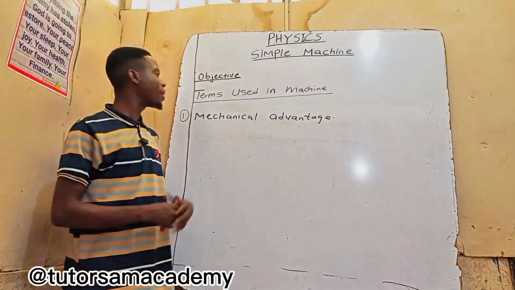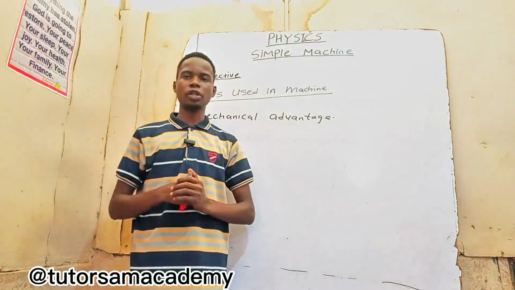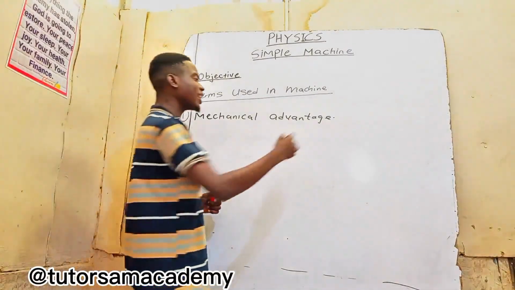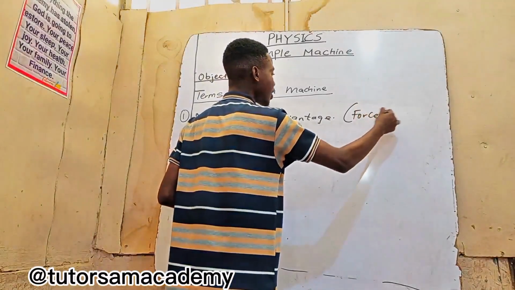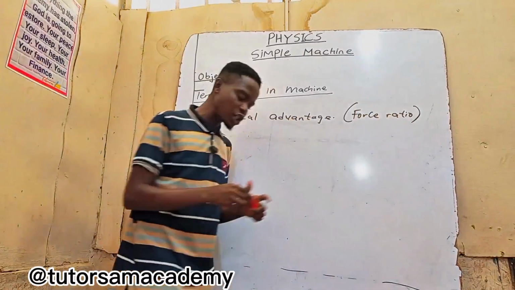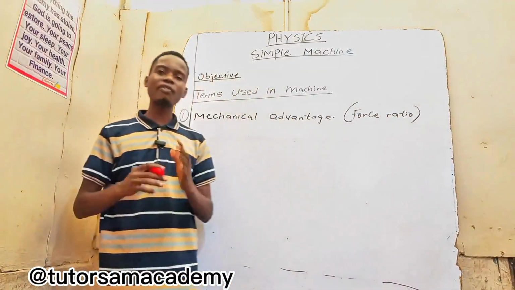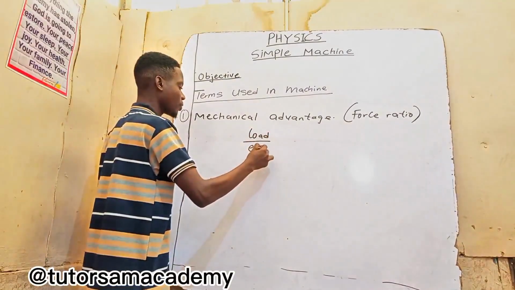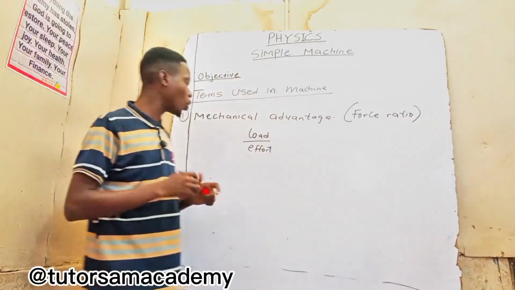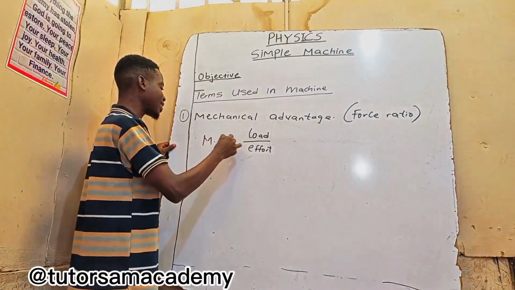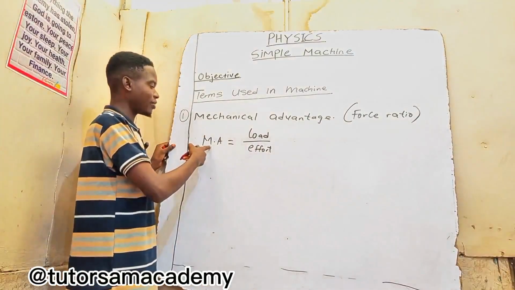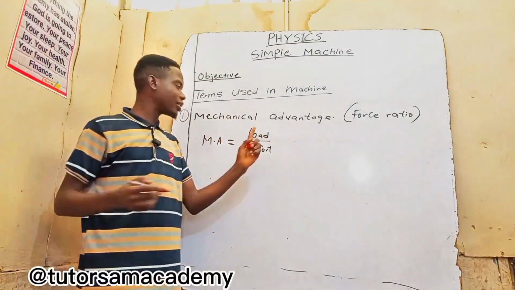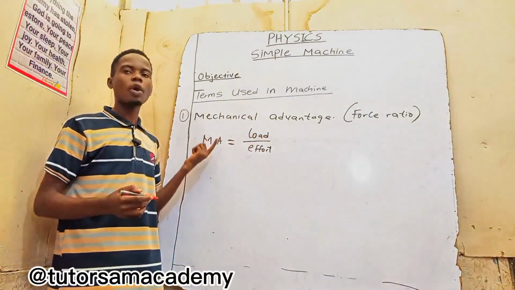All right, let's look at some basic terms that are used in simple machine. Now, one is mechanical advantage. What is mechanical advantage? Mechanical advantage is also referred to as force ratio. By definition, mechanical advantage is the ratio of load to effort. So mechanical advantage, let's abbreviate it as MA, is the ratio of load over effort. When you divide your load by effort, you have your mechanical advantage.